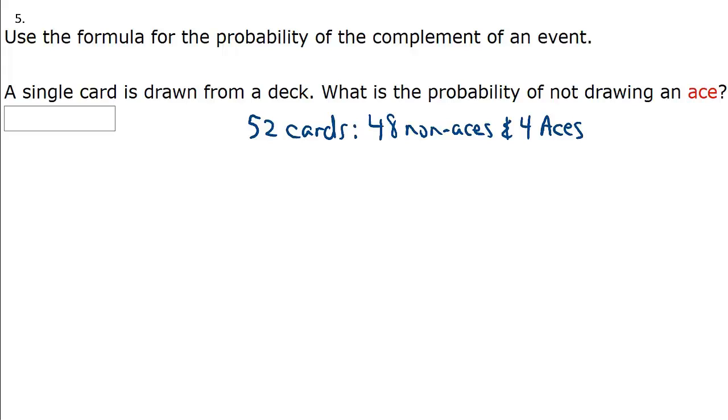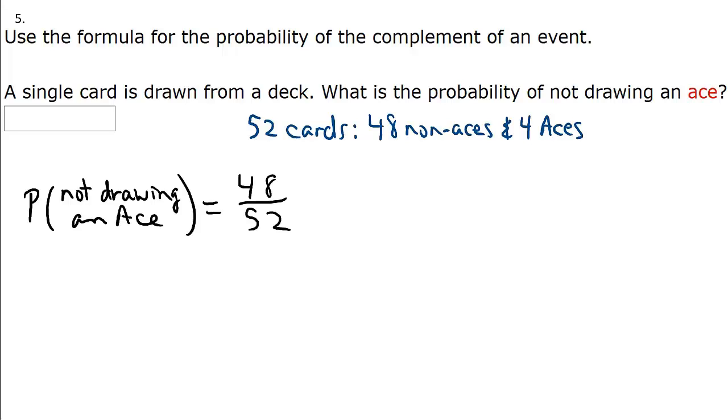So if I'm looking at the probability of something to do with aces, or not aces in this case, I want to partition the deck of cards into aces and non-aces. So I have 4 aces and 48 non-aces. That means the probability of not drawing an ace is 48 over 52. Notice they actually asked me to do it by the complement rule, and I didn't. It's just faster to do it this way.